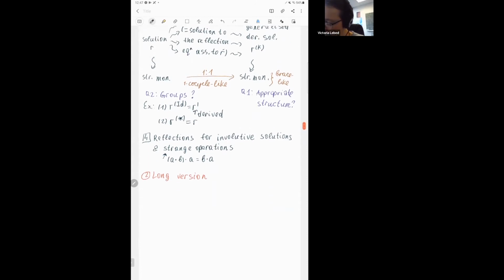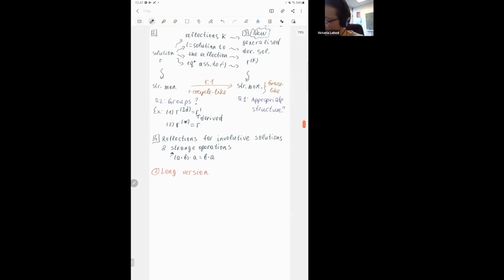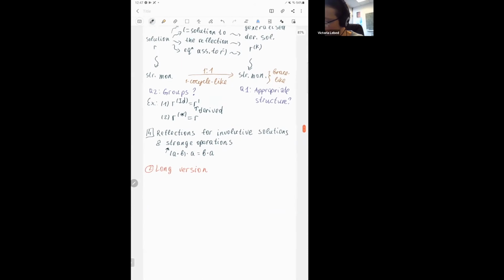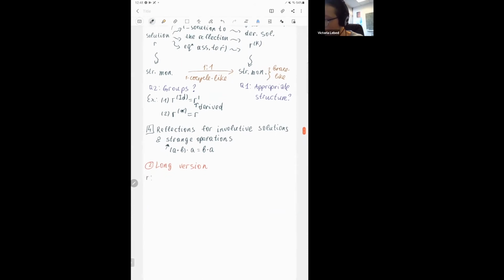I'm starting with a map R, which will be a solution. So it goes from X times X to X times X. As many of you do, I will say that to A and B, it associates lambda A of B and rho B of A, just to make notations clear.